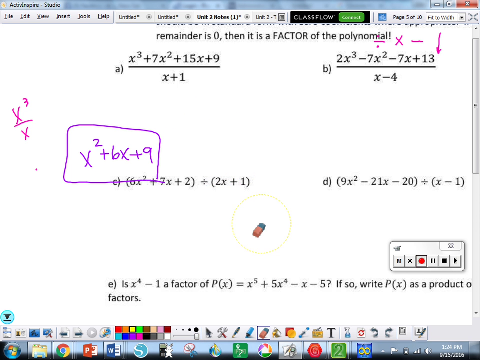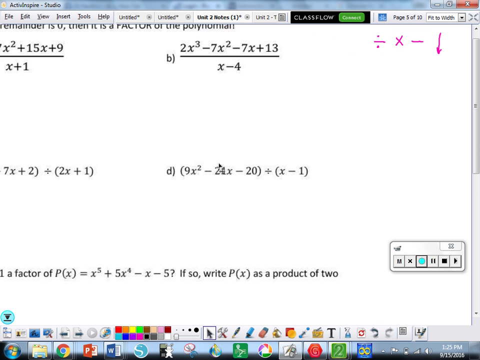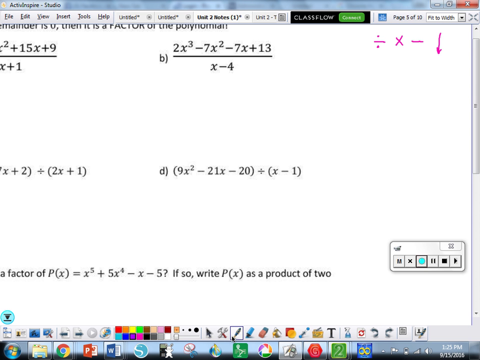I just need space. Okay, here we go. What goes on the inside? What goes on the outside?